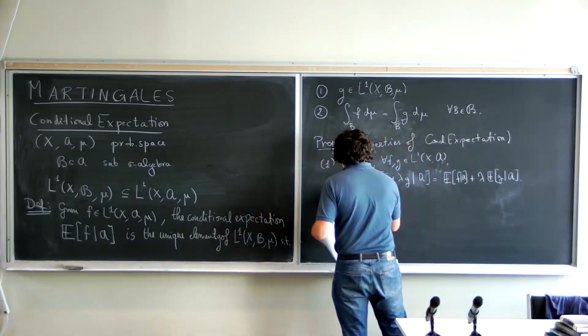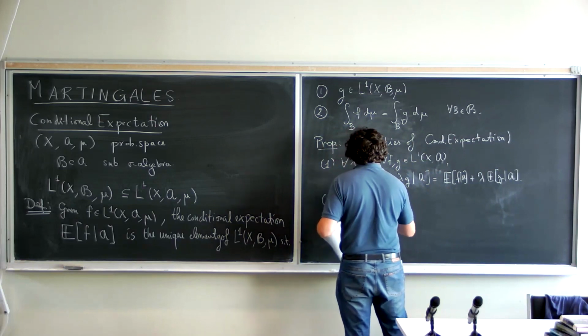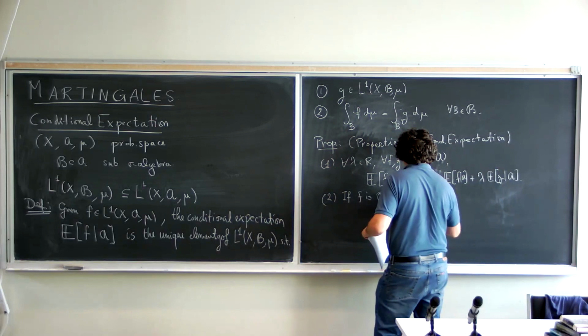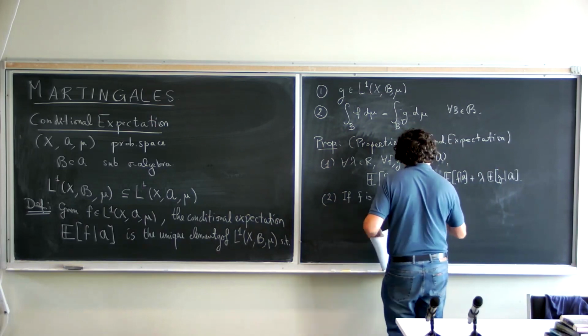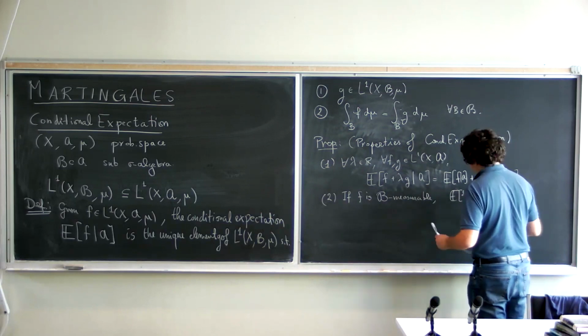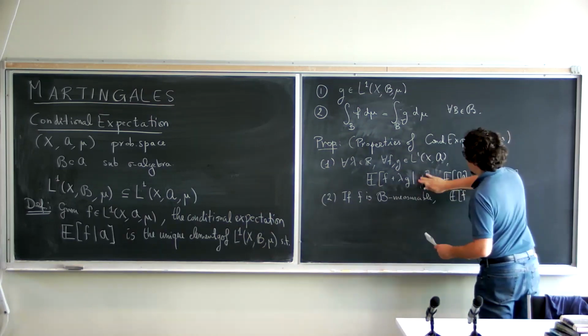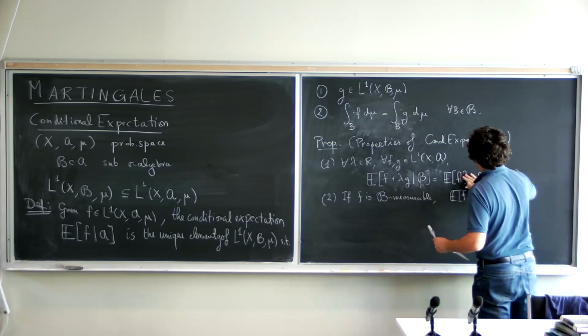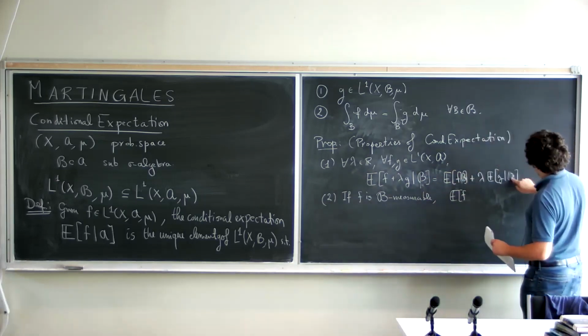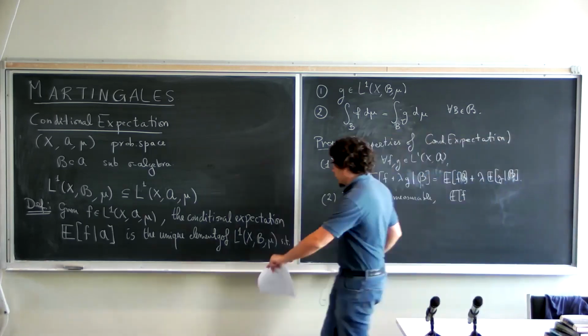The other thing is, if f is B measurable already, well, what is the conditional expectation of f? Oh, sorry, this is B. We take the expectation with respect to B here as well, sorry.